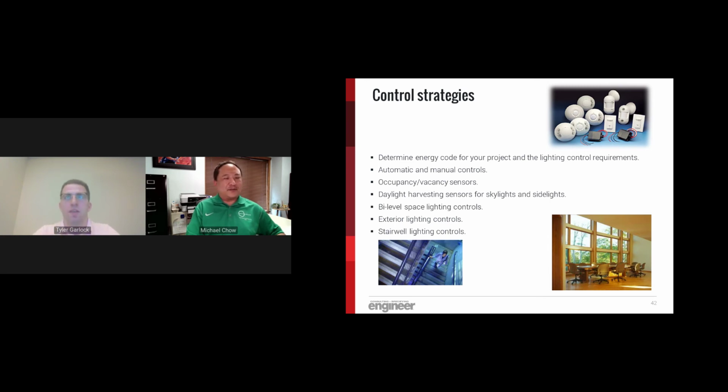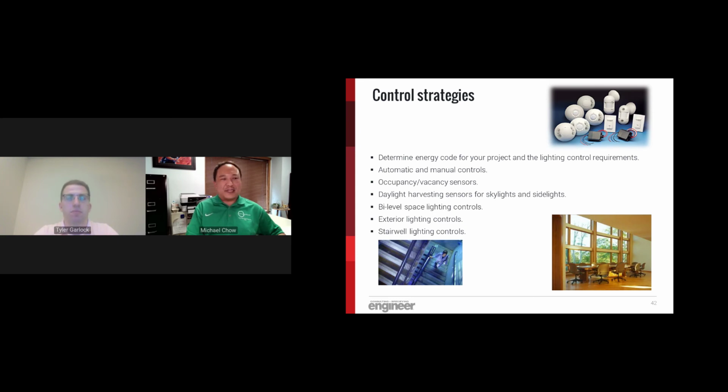So here are some other control strategies that can help you meet your energy code. Again, first off, make sure you know what your energy code for your project is and the requirements. They're automatic and manual controls. I think we've seen them all. There's occupancy sensors, and you can make them automatic on, or some energy codes now require manual on, where you have to actually turn on the lighting fixtures in a room. You actually have to flip the switch to turn them on, and then the occupancy sensor can take it from there and keep the lights on.